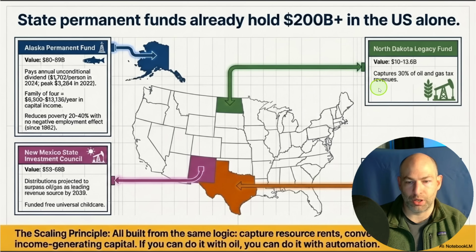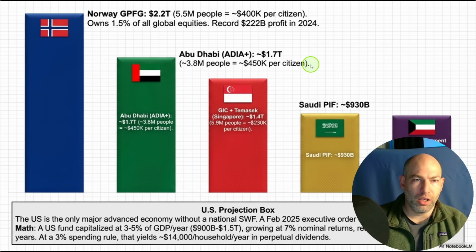You can capture other mineral rights. You can capture things like sun. You can capture solar. You can capture spectrum and carbon and those sorts of things. But the point is that out of 50 states, only 4 American states have even created a permanent wealth fund so far. Then at the national level, there are quite a few national or sovereign wealth funds.